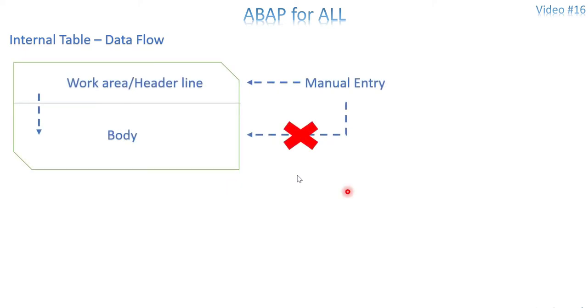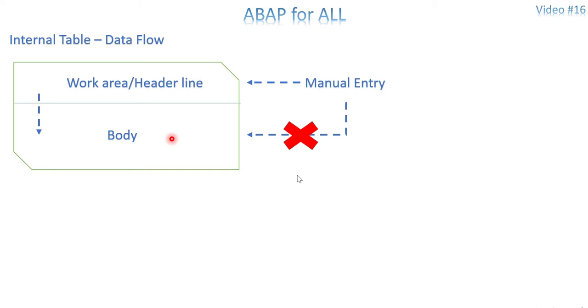Okay. So next, the data flow. The first part is manual entry. In very rare cases we have to enter the data manually into the internal table. Whenever I say internal table, it consists of work area and body. Otherwise, I will say very specifically, this is for work area, this is for body. So internal table means a combination of work area and body.